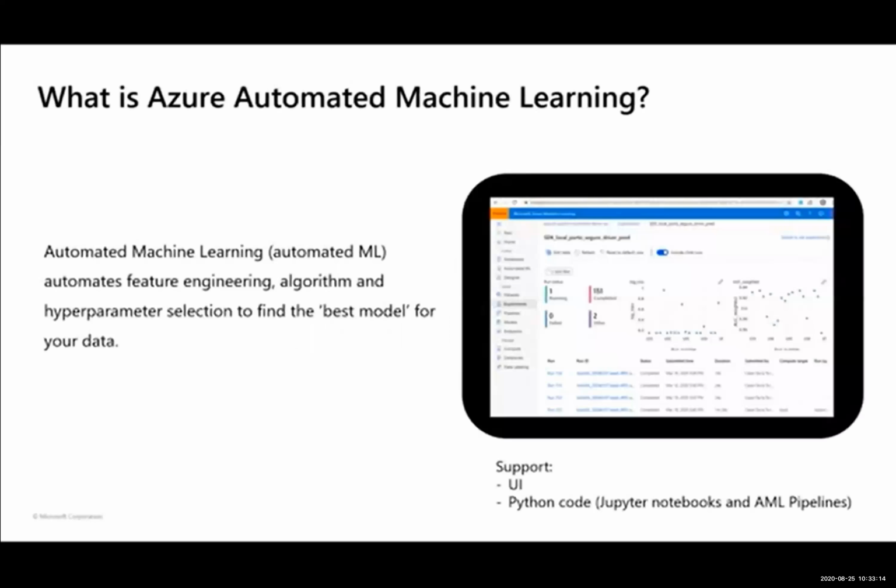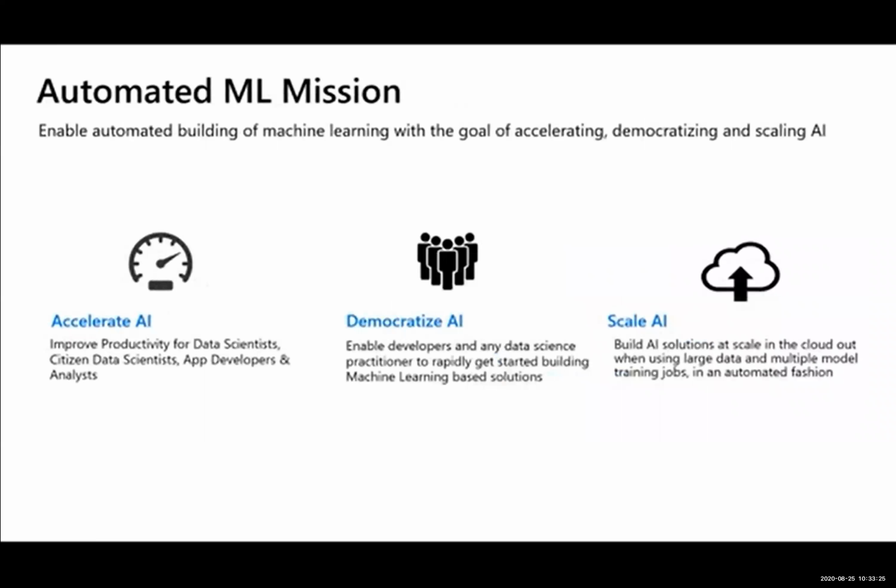Automated machine learning picks an algorithm and hyperparameters for you and generates a model ready for deployment. The model then can be downloaded to be further customized as well. So let's take a look at the automated ML mission. Our goal is to enable automated building of machine learning with the goal of accelerating, democratizing, and scaling AI. So what we actually mean by this is, let's just say you have a data science team with varying levels of experience.